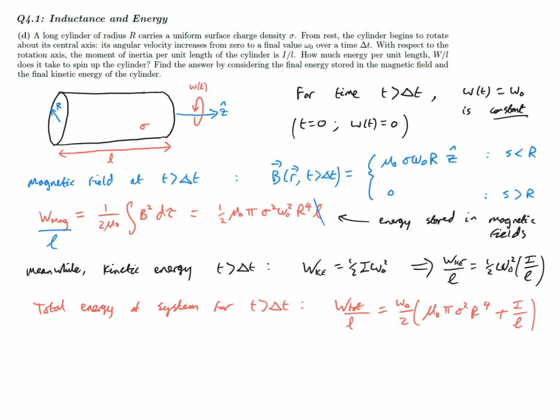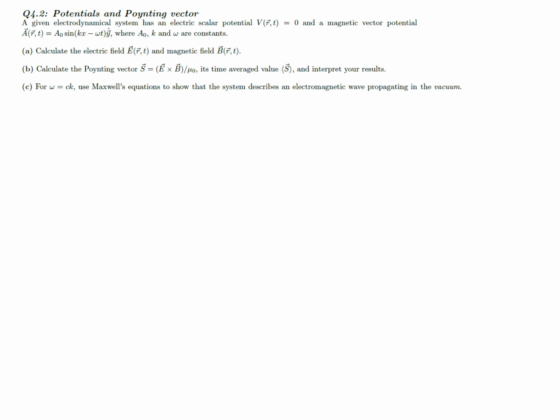Okay, so that question was all about the dynamics of solenoids and self-inductance. It was about the EMF. It was about the work done, energy in fields and so on and so forth. Let's turn now to question 2 of assignment 4. It's about the potentials and the so-called Poynting vector.